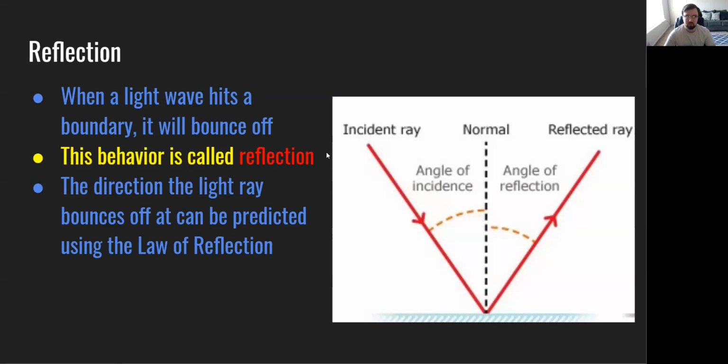This is probably the most familiar light behavior to you. You see reflections all the time. And the direction that it bounces off at can be predicted using something called the law of reflection.